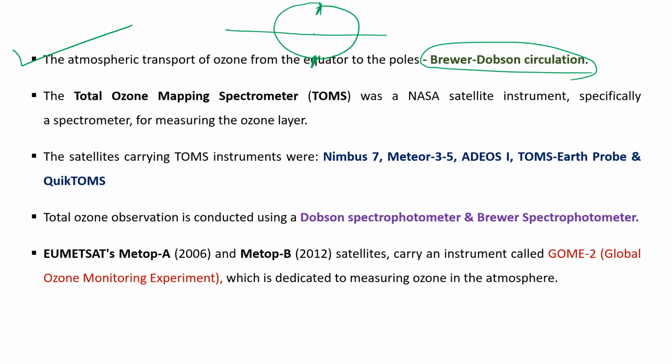So the transport of ozone from equator to poles is known as Brewer-Dobson circulation. The Total Ozone Mapping Spectrometer, TOMS. So TOMS is an instrument that is used to measure the ozone concentration. Okay, so we implant this instrument on the satellite to measure the ozone layer thickness.